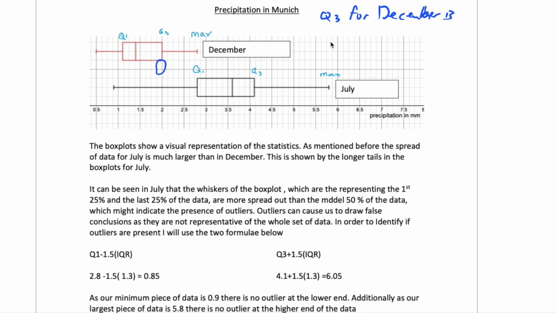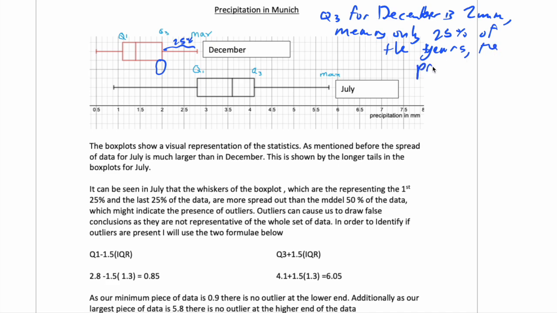December is 2 millimeters. Okay, meaning only, so this here is 25%. Only 25% of the time, or of the years, the precipitation is greater than 2.